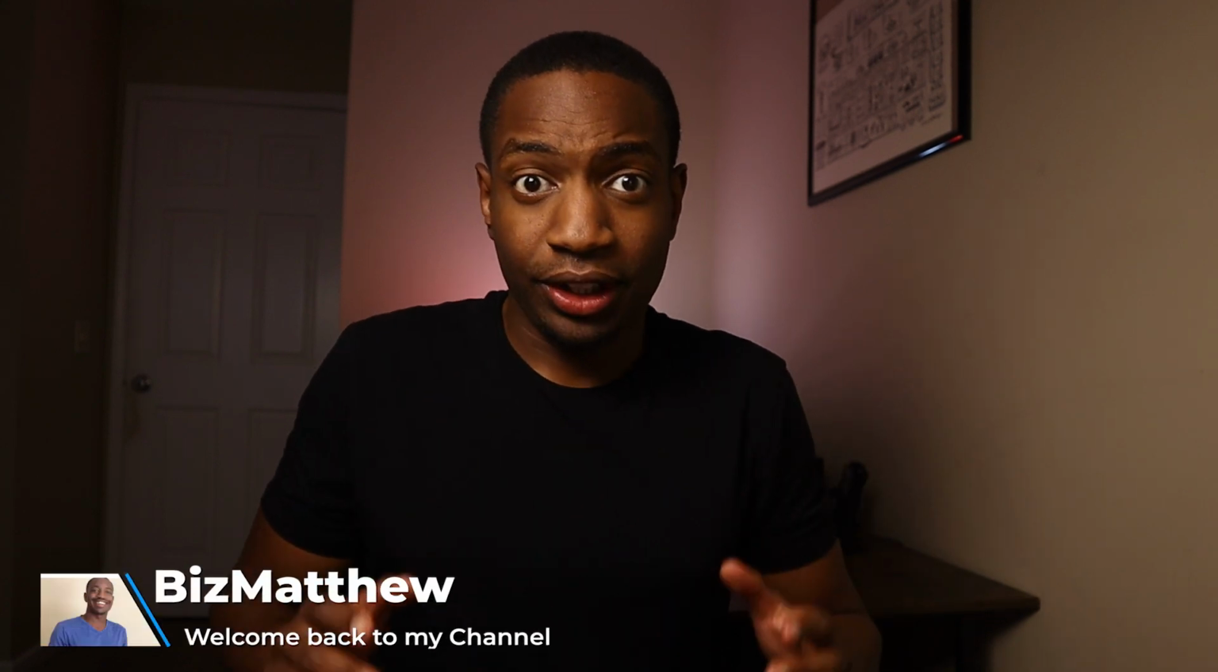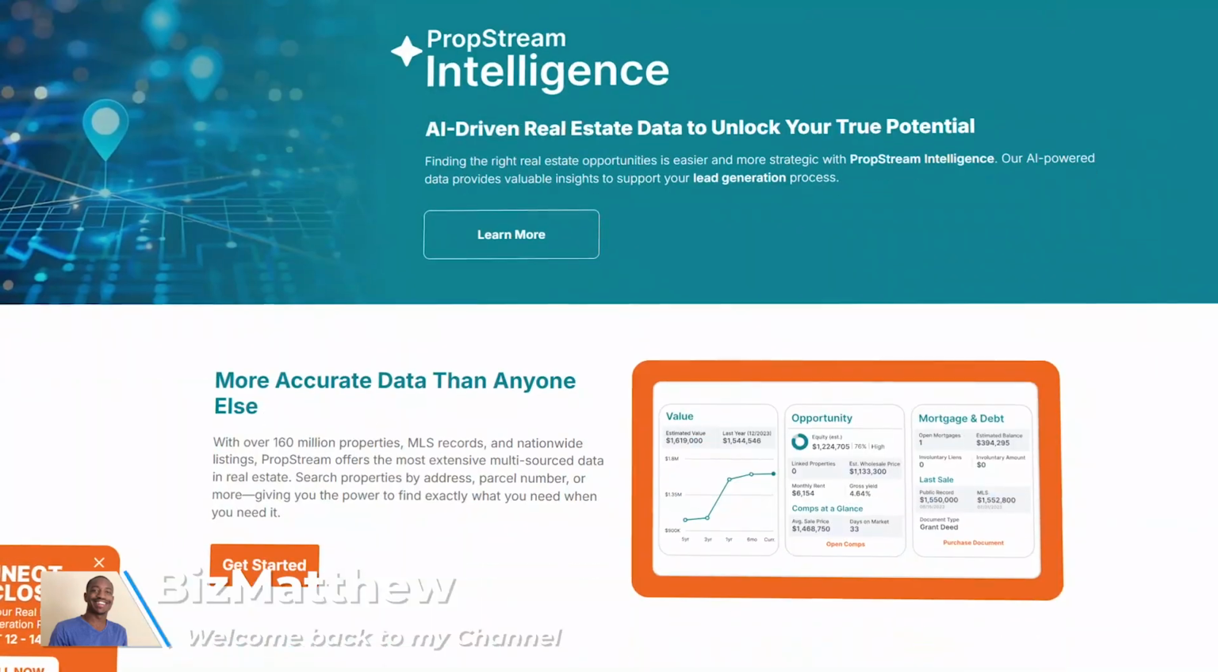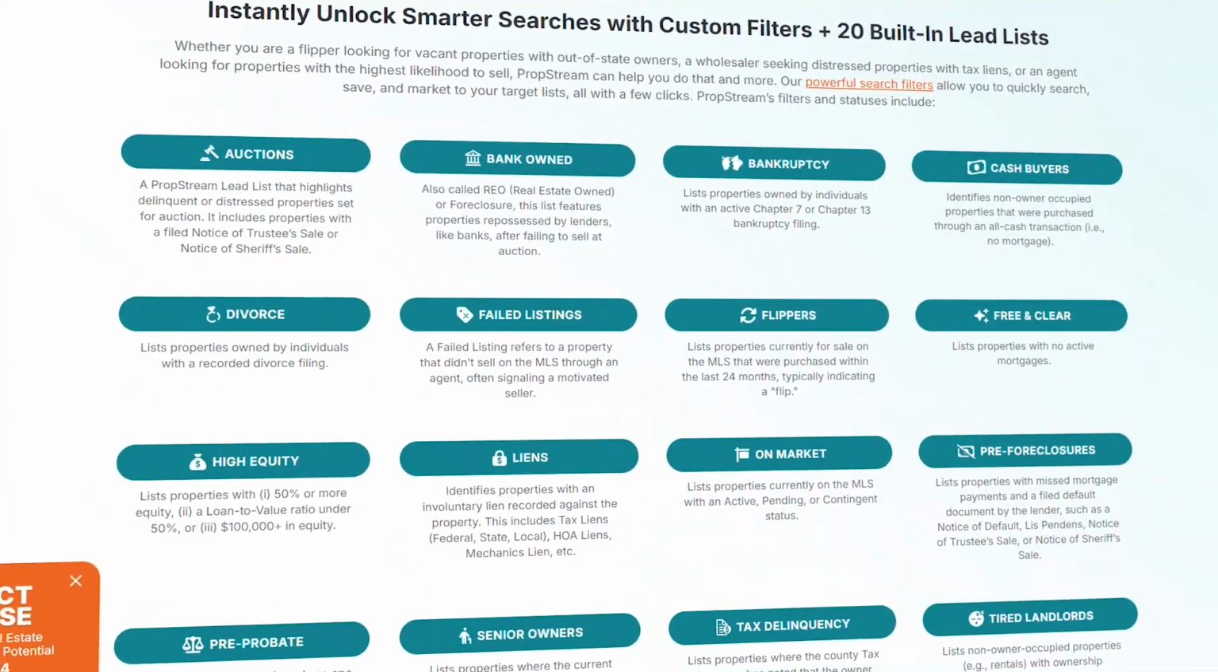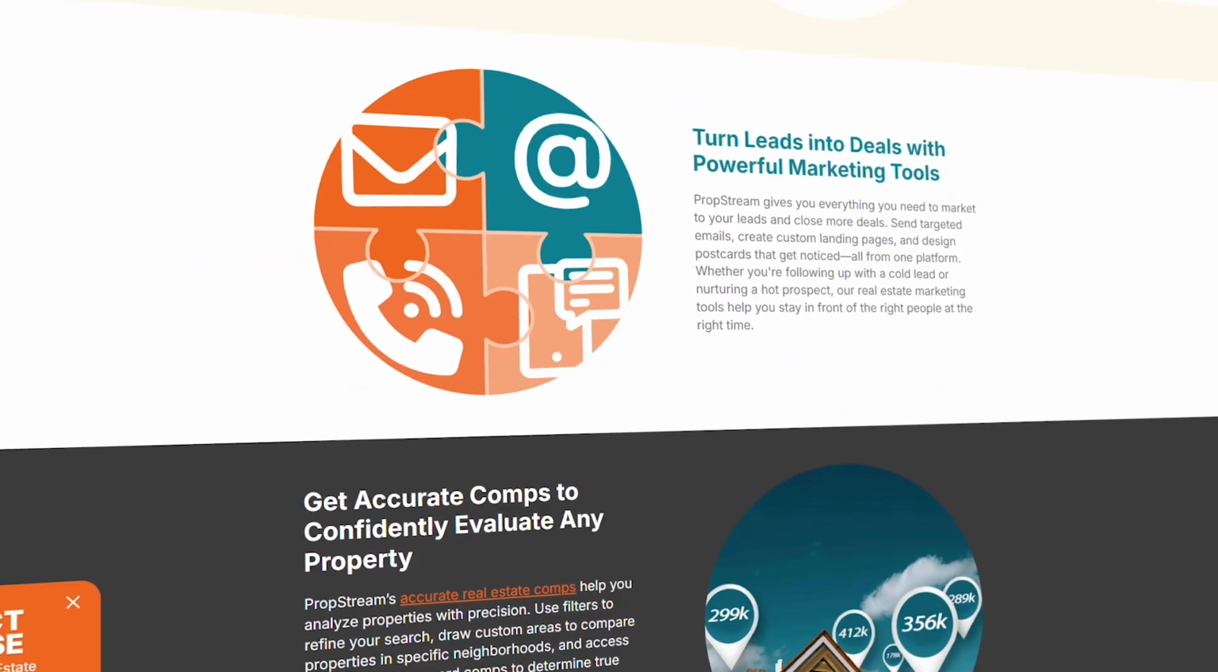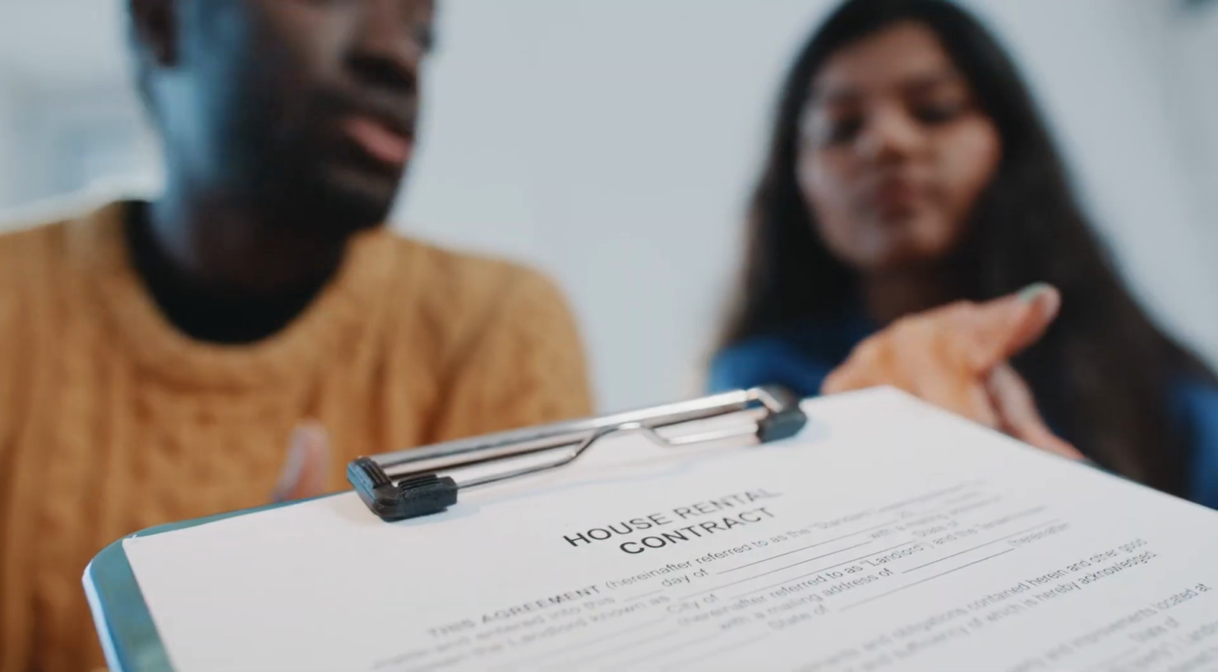How to comp properties the correct way using Propstream. Comping properties is essential to your wholesale real estate business because you have to know at what price you need to get the property, and also at what price the house will be attractive to your end buyer, whether they are flipping the property or holding it as a rental. So it's important to know your numbers.